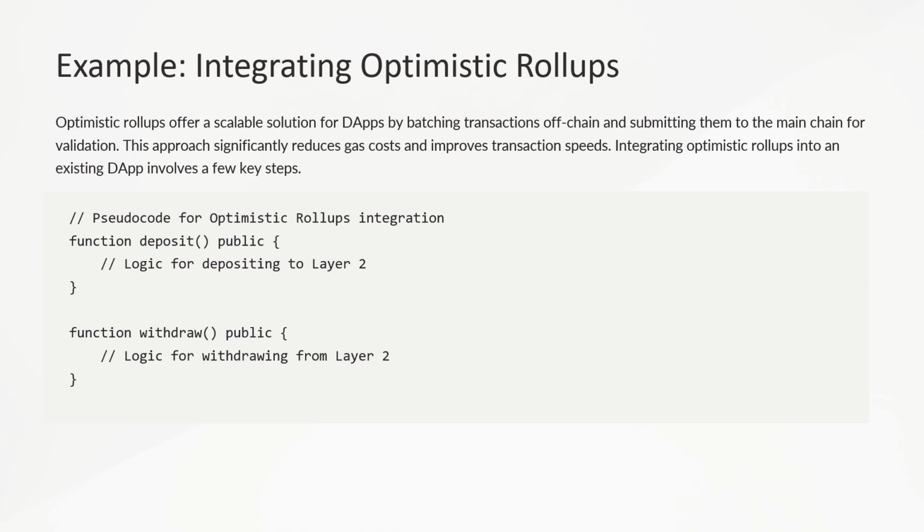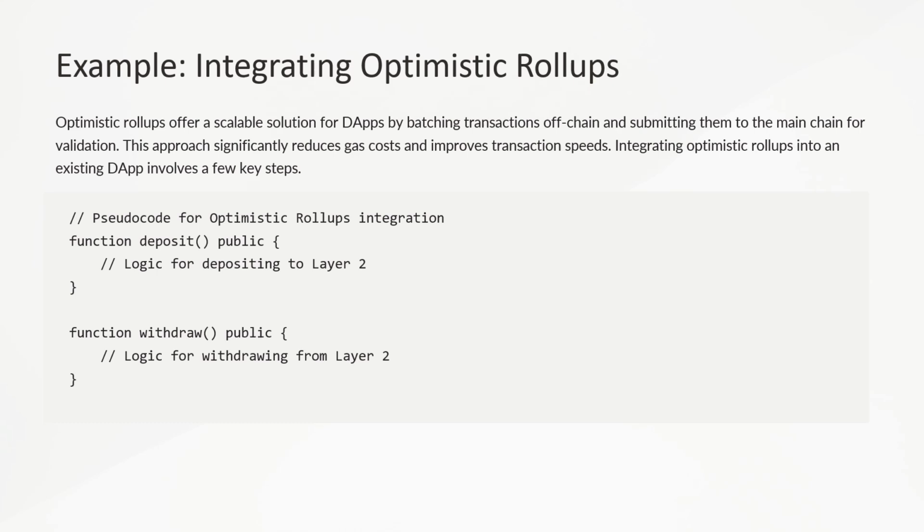The function is crucial for moving assets efficiently and cost effectively between the main chain and the layer 2 solution like optimistic rollups. The withdraw function also is public and is responsible for the logic of withdrawing assets from layer 2 back to the main chain. Users may trigger this function to transfer their assets back to the main chain, potentially updating their balances accordingly.